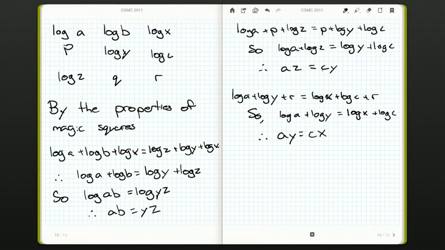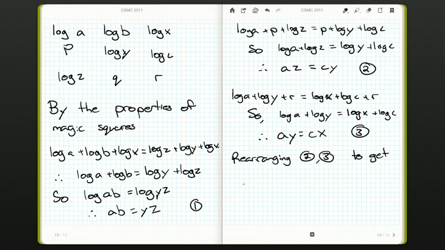Now these two equations are very similar. It's A times something equals C times something. So let's give these equations names: 1, 2, and 3. Okay. So we could rearrange 2 and 3 to get something like Z equals CY divided by A.